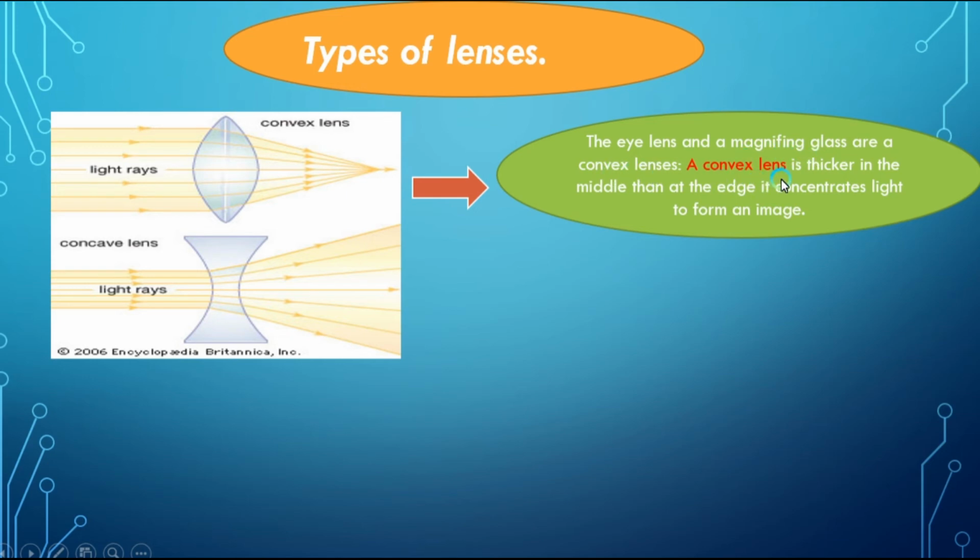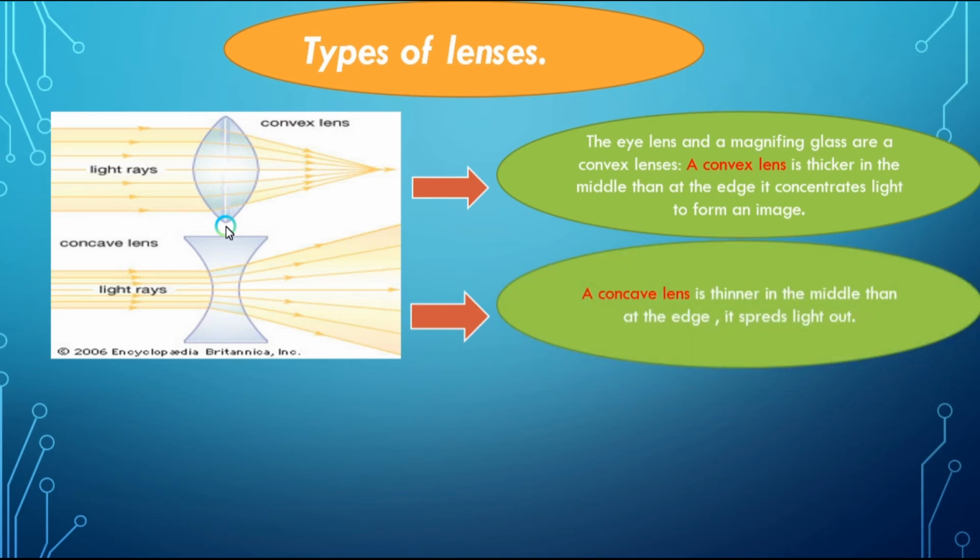The convex is thicker in the middle, and pointed at the border. For the concave now, it is the opposite side. The convex is thicker in the middle, but the concave is thinner in the middle than at the edge. The convex lens will converge light, while the concave will spread the light out. So this one is a concave lens.